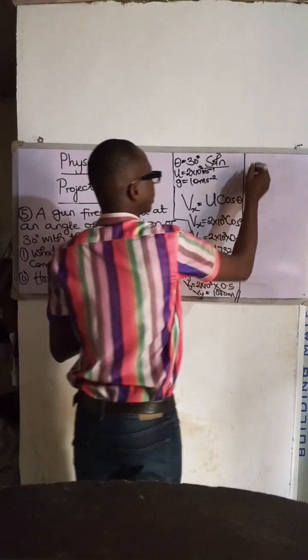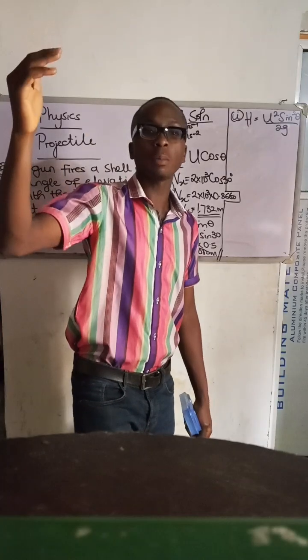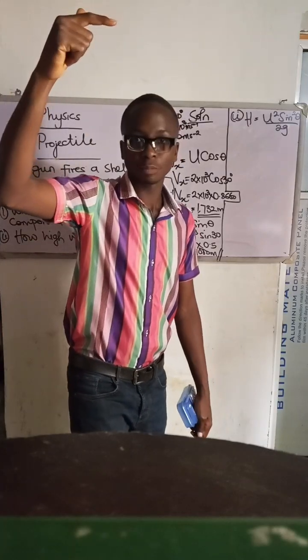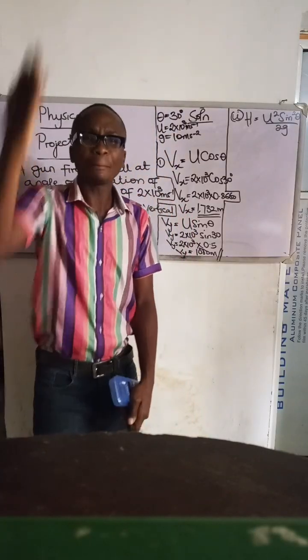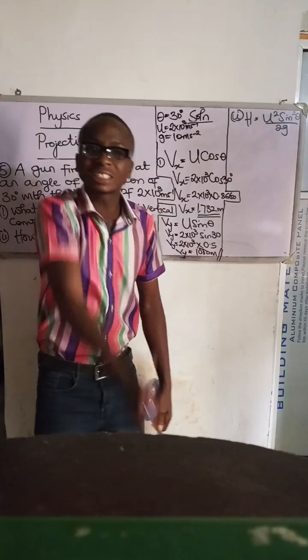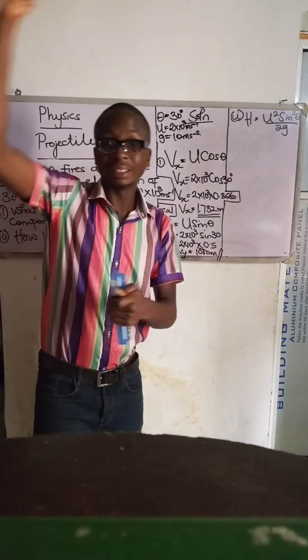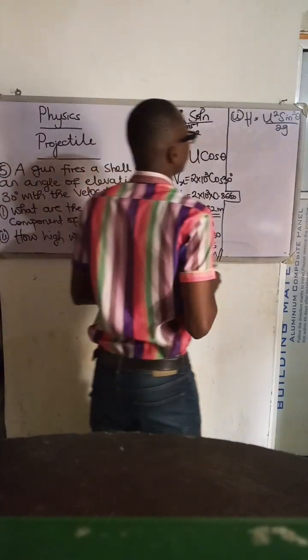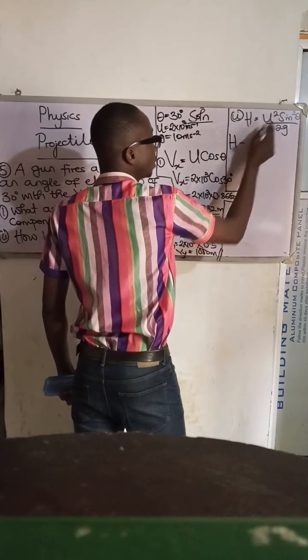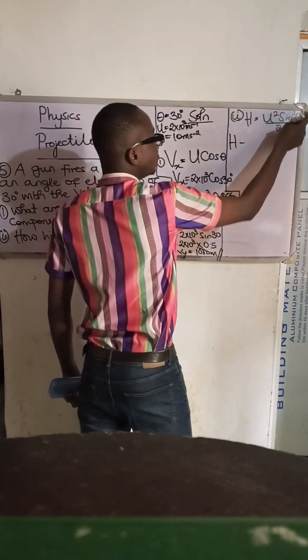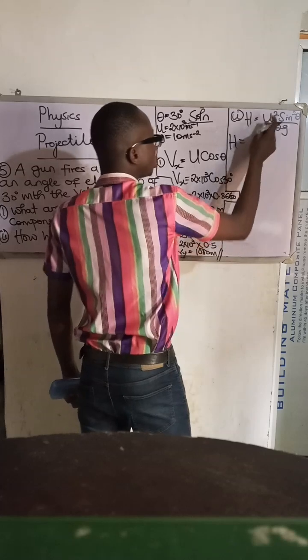Now let's solve for the second one, to calculate the maximum height. They are not asking for the time to get to maximum height, just the maximum height, the highest vertical distance. That's what they actually ask for. Now, h, which is maximum height, is equal to, this is the formula, u square sine square theta over 2g. What is u now?